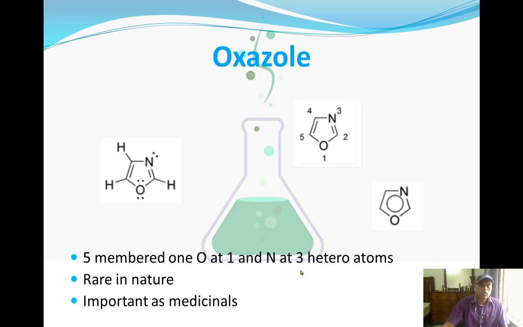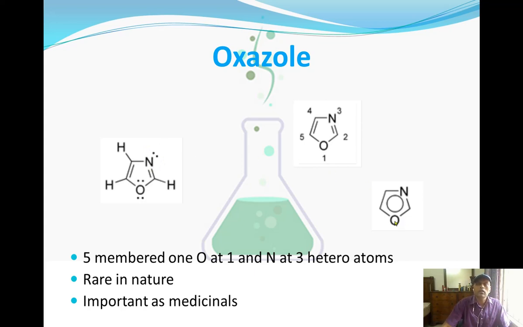And this compound is very rare in nature. In nature it is rare, but you can prepare it in the laboratory. You can use this in medicinals, so it is important as a medicinal. As you can see in the second structure here, the oxygen has got 4 free electrons, right, and the nitrogen has got 2 free electrons. We will study about that in the next slide.